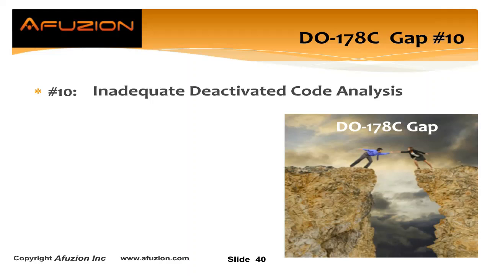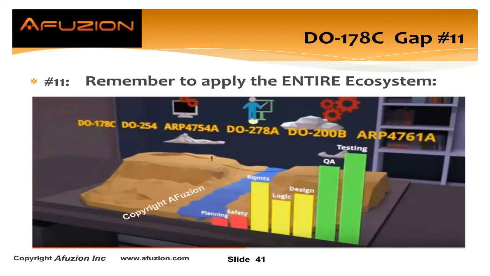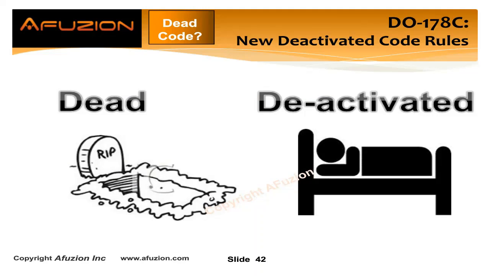Now, gap 11 was related to gap 1. Remember the ecosystem, okay? Or as we say in Europe, the ecosystem. It includes 178, 254, 4754, 278 for ground, DO-200 for data, 4761. All of these things are important, okay? And just to emphasize that ecosystem, let's look at deactivated code again. Dead code and deactivated code need the ecosystem. Remember that ecosystem? 61, 54. What is the configuration? Is it safe?